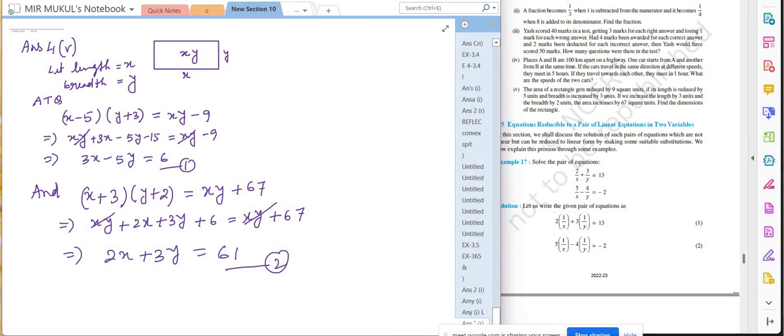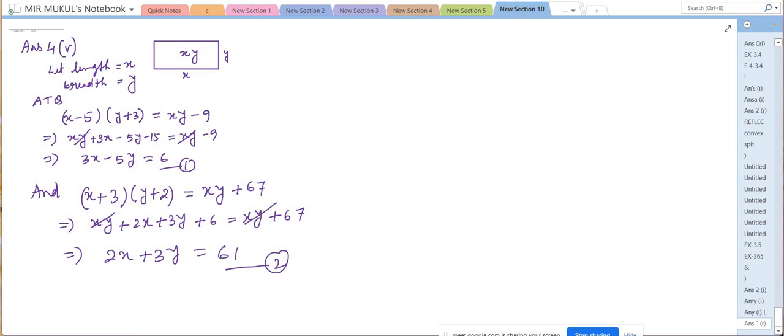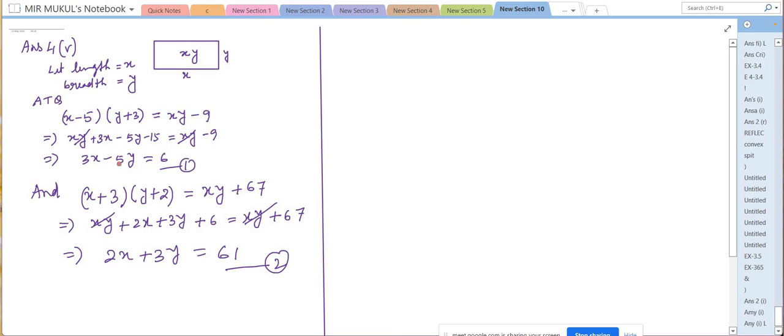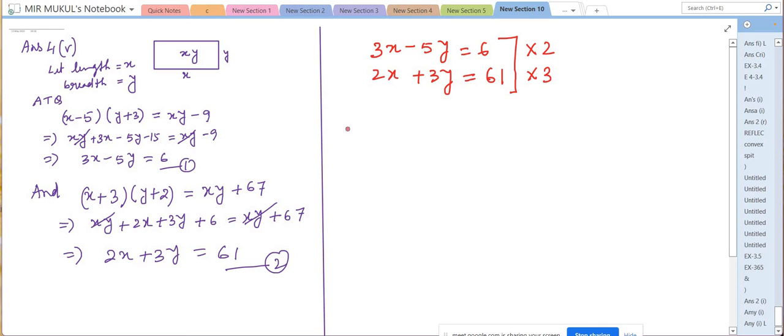Again, which method will you choose to solve this? Sir, elimination. Cross multiplication generally we are not using, but if it is mentioned, then you have to use it. Otherwise, your choice. So 3x minus 5y equals 6 and 2x plus 3y equals 61. Multiply the first equation by 2 and the second equation by 3.